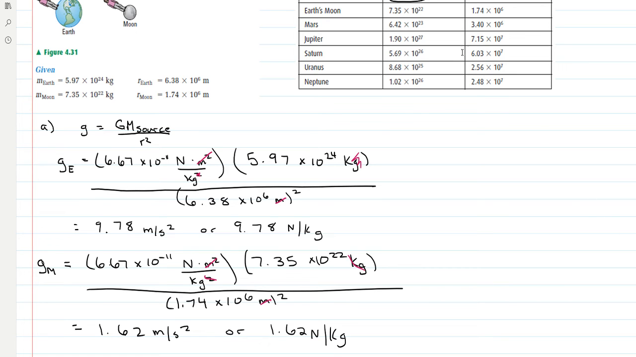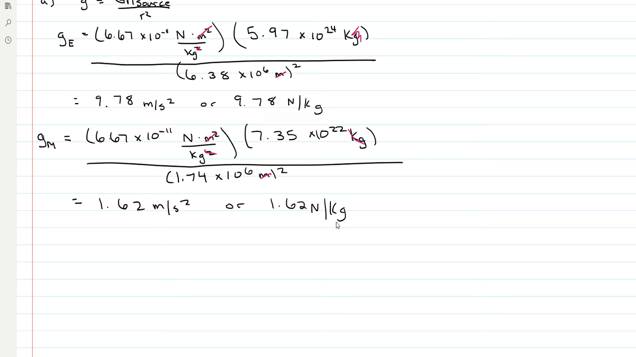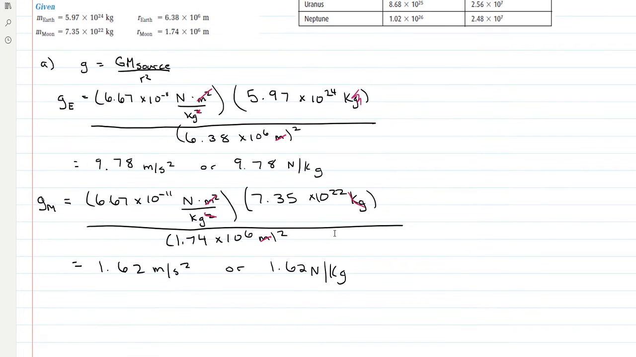Okay, and then it wants us to find the ratio of G Earth to G Moon. So when we're setting up a ratio, I'm actually going to put it up here. It told us how it wants it set up. It wants it to be G Earth over G Moon, which gives you 9.78. And I'm dropping units because a ratio is a unitless form of measurement, so I know I don't need to worry about that stuff.